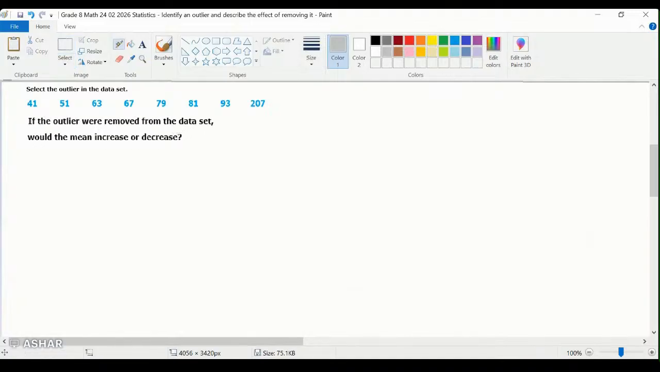So what is the outlier over here? We can say the minimum number is 41 and the maximum was 207, right? The difference between these two numbers was 10 and the difference between these two numbers was 207 minus 93, 114. Which has a bigger gap? We know that the bigger gap is at 207, right?